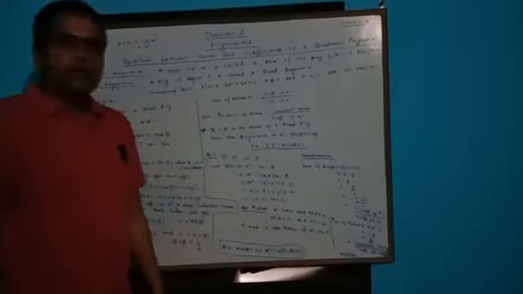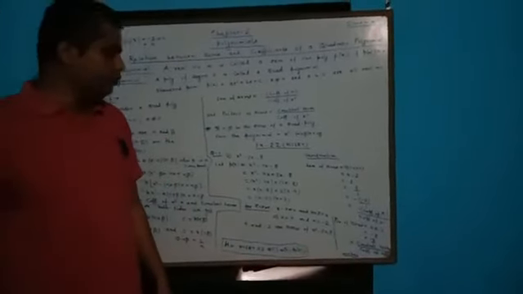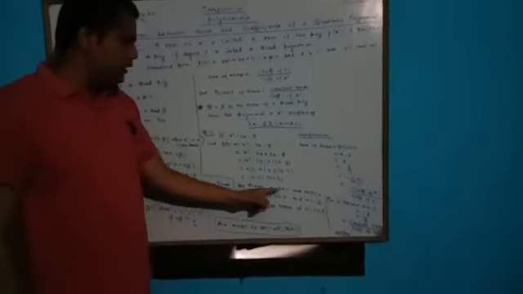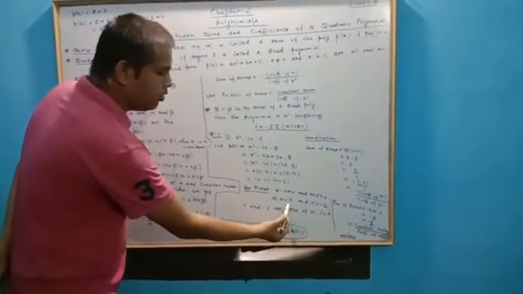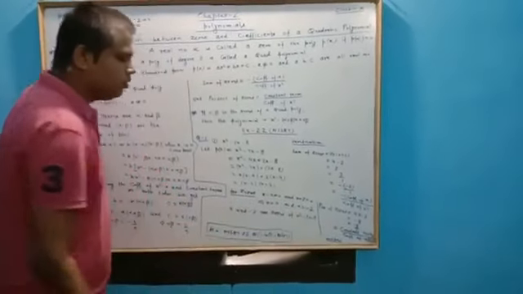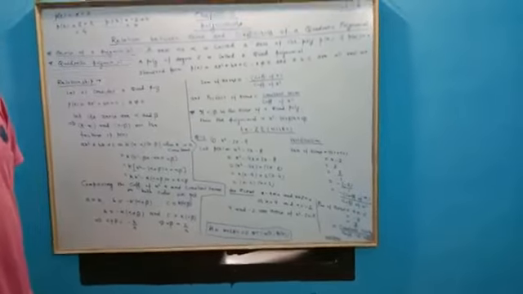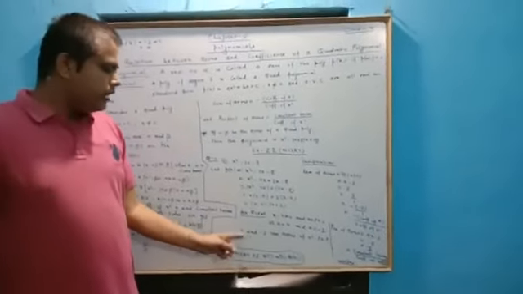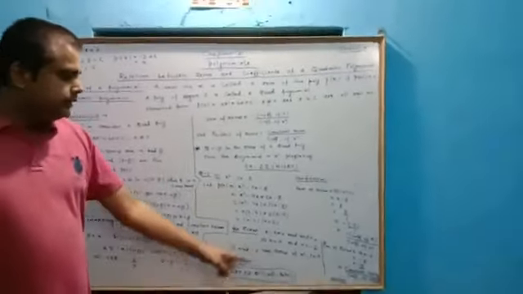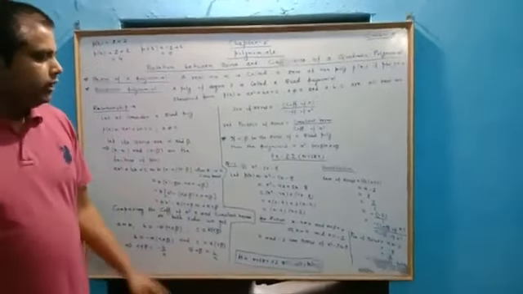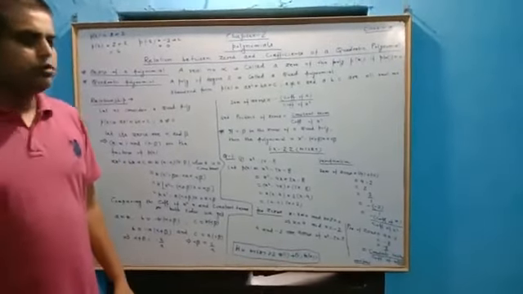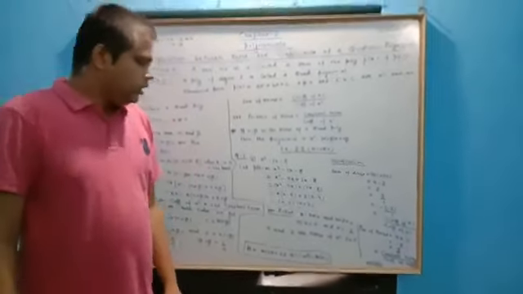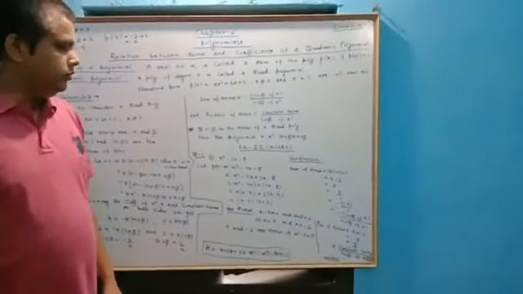For finding the zeros, we compare both the factors with 0. Then x minus 4 equals 0 and x plus 2 equals 0. After solving, x equals 4 and x equals minus 2. So we see that 4 and minus 2 are the zeros of x square minus 2x minus 8. These are the two zeros of the quadratic polynomial.